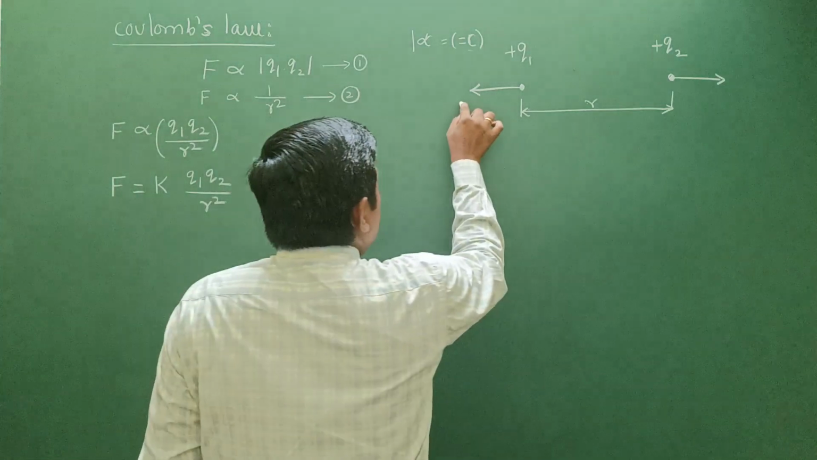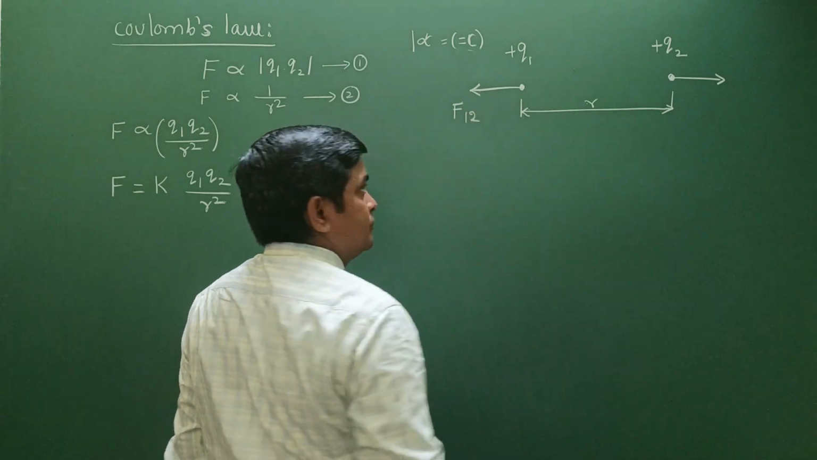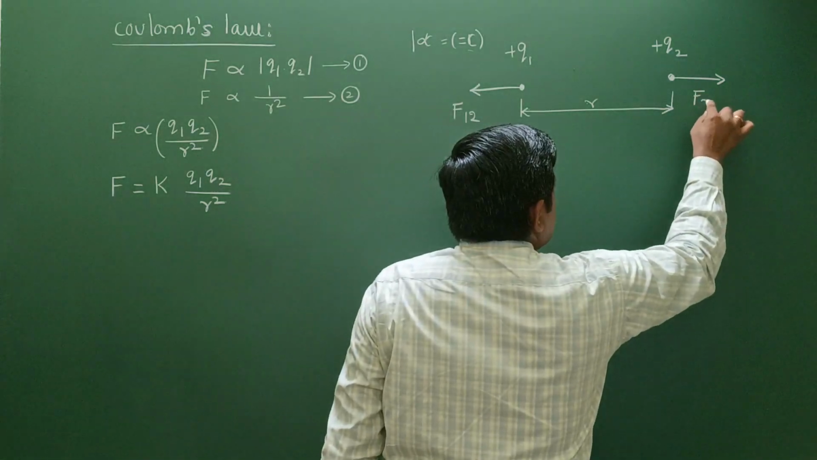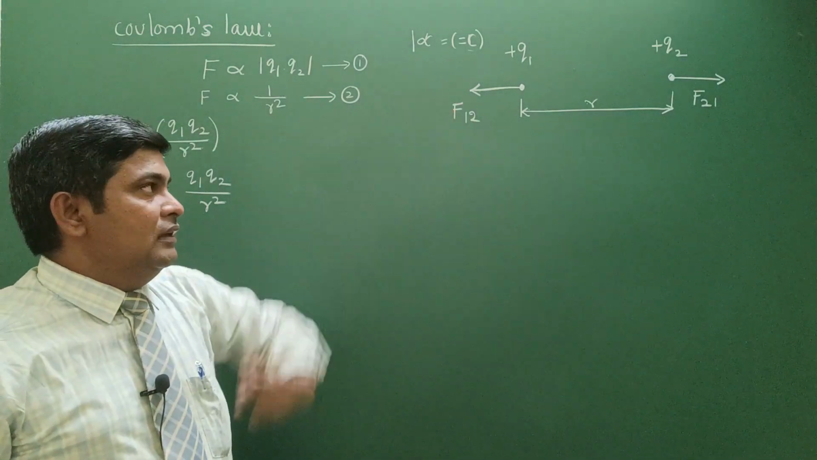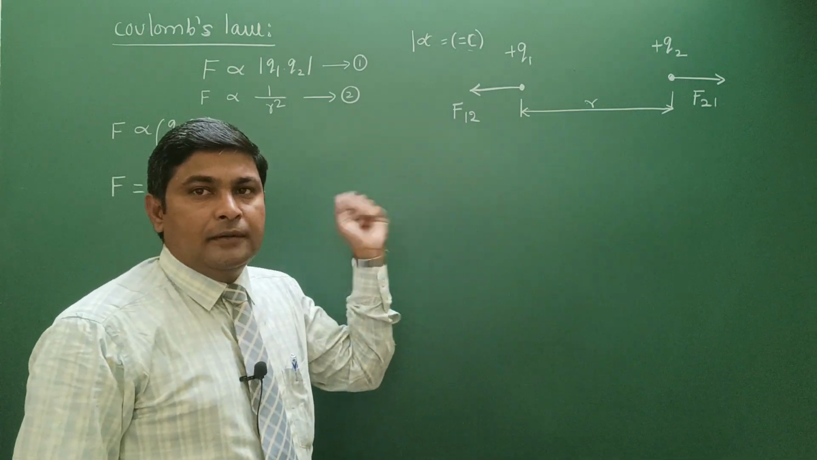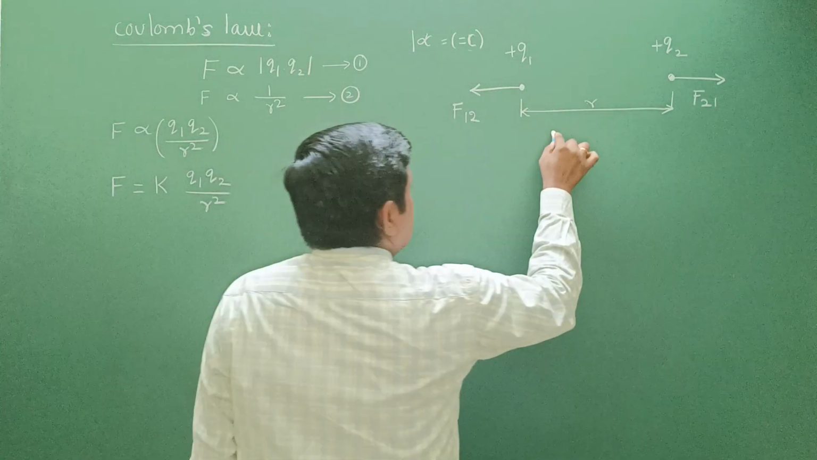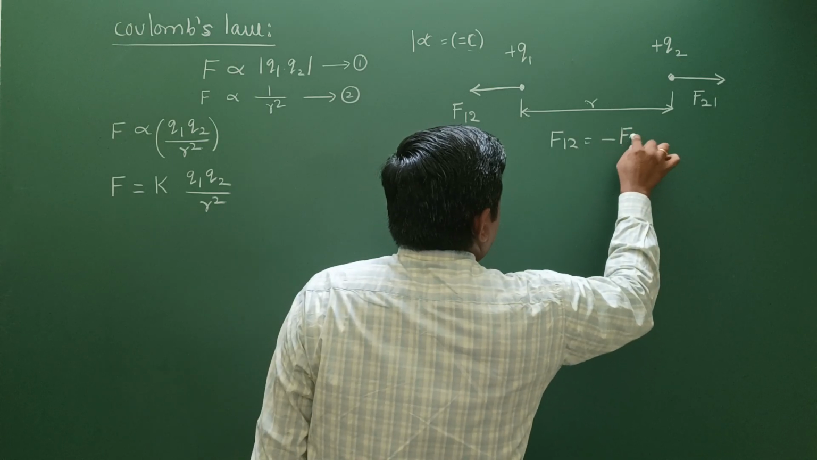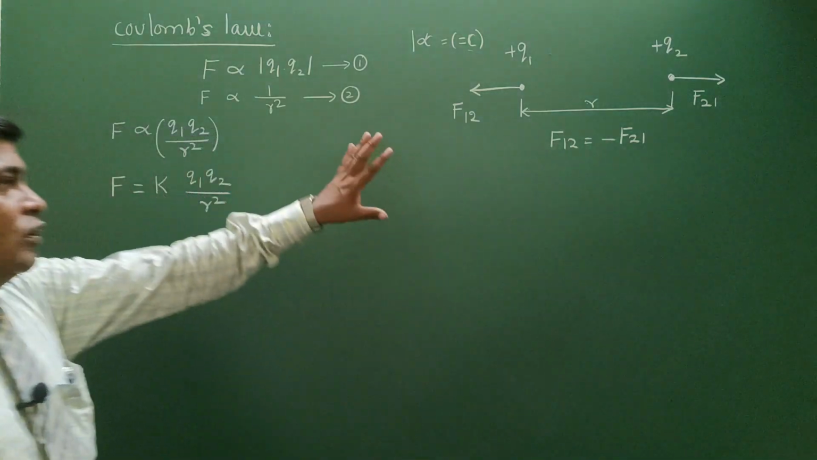So this force is the force on the first charge by the second charge. Here it is the force on the second charge by the first charge. So F12 and F21 push each other with the same quantity, but they act in opposite directions. F12 equals minus F21. So what is going to be that force?